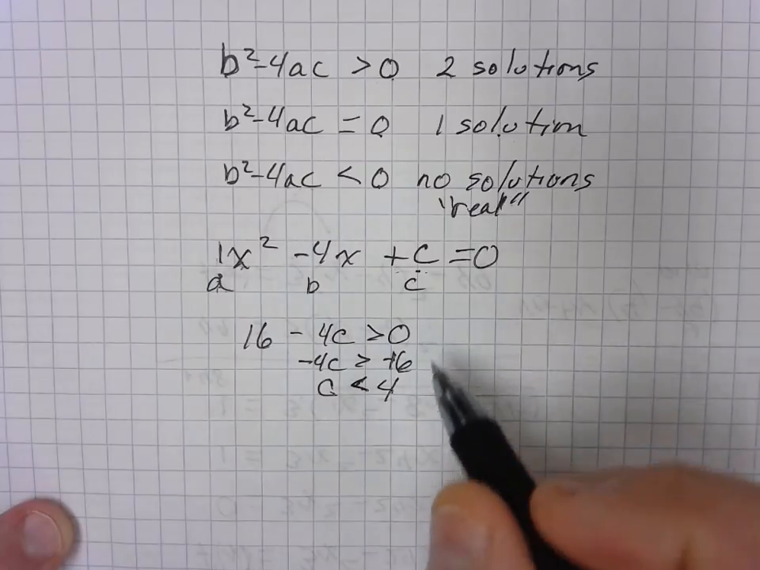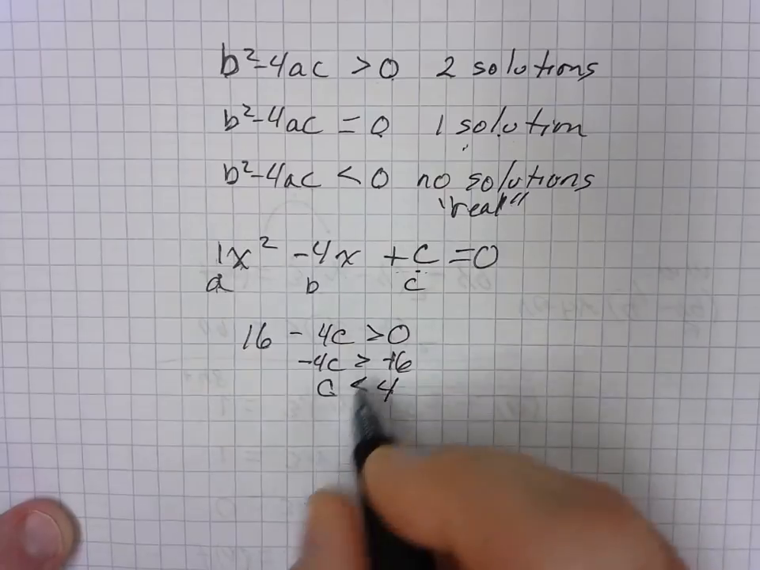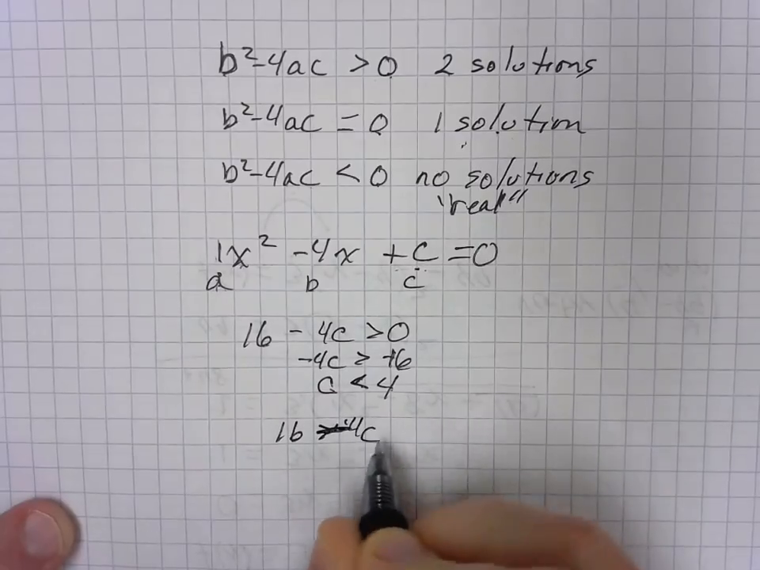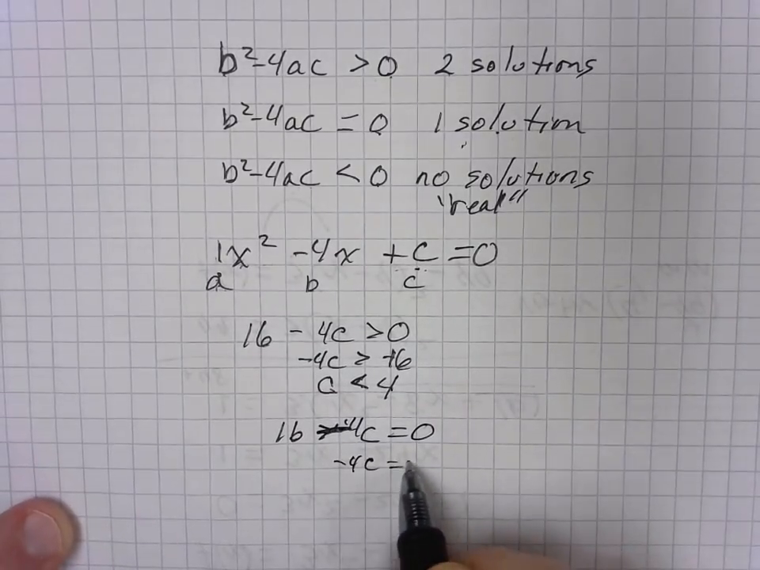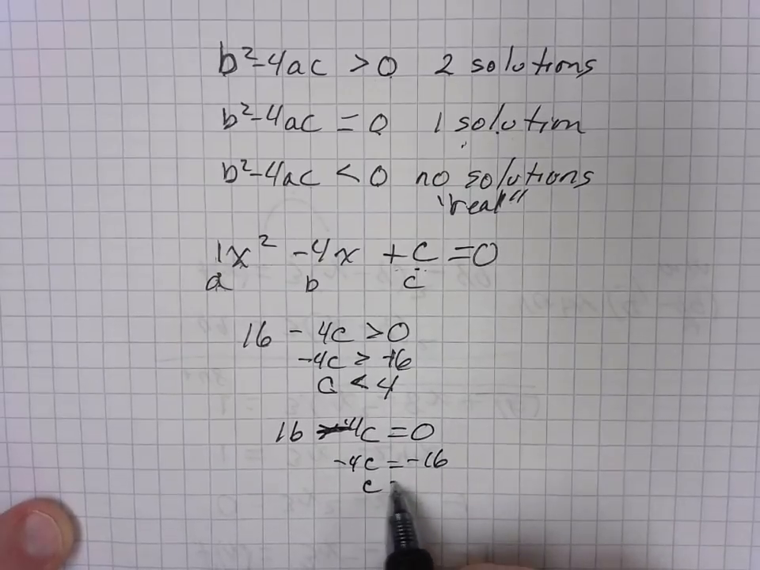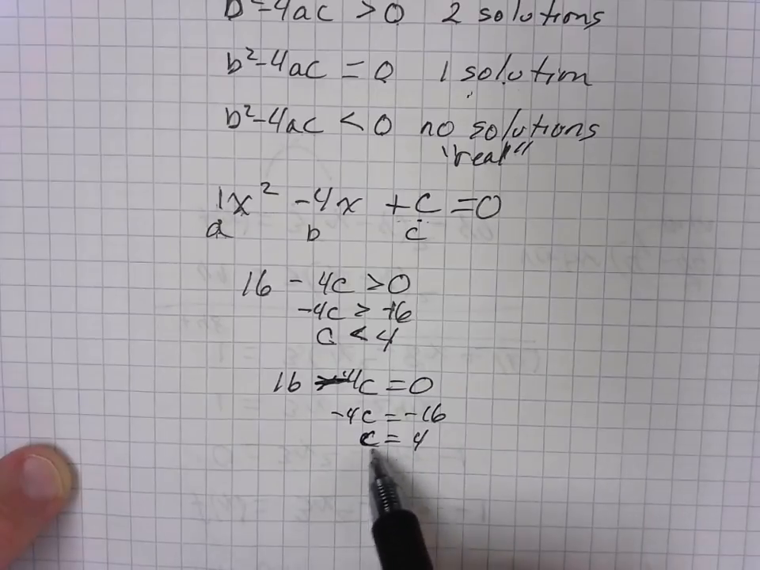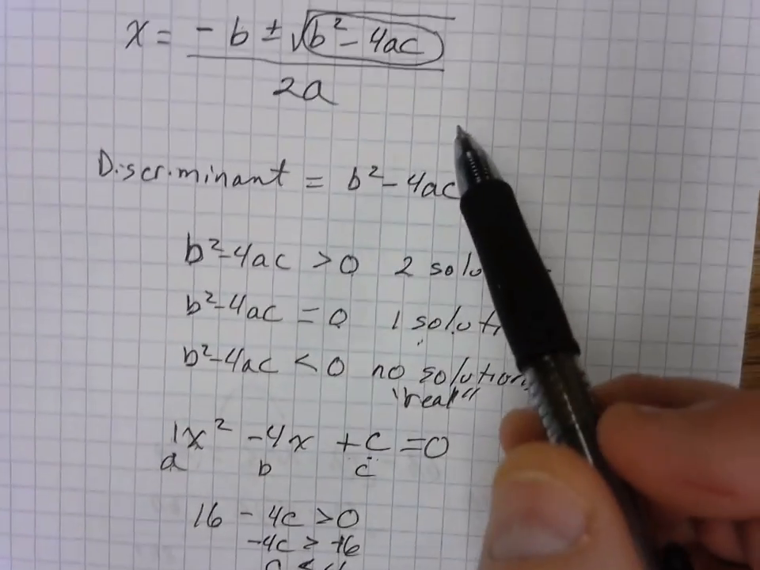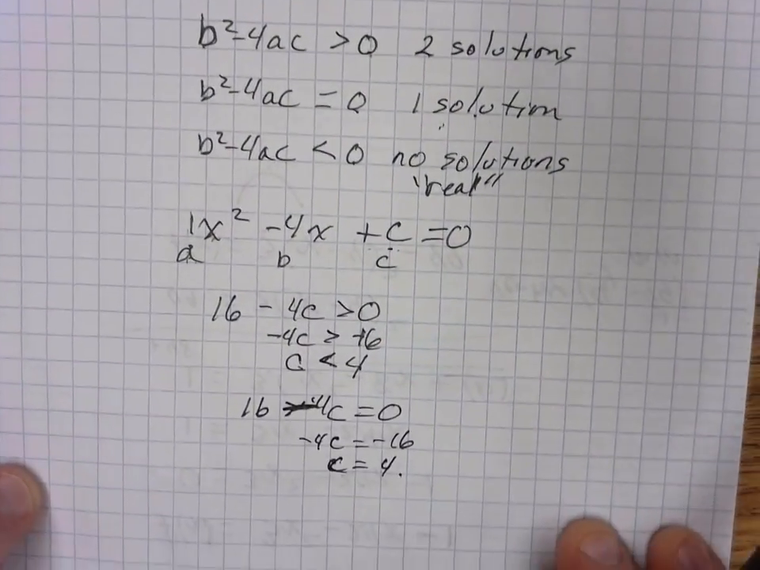We can do the same thing for one solution. So make it equal 0. So 16 minus 4c is equal to 0. So we have negative 4c equals negative 16, and c equals positive 4. So at exactly 4 here, we'll have one solution, because that will cause a 0 to occur underneath the radical.